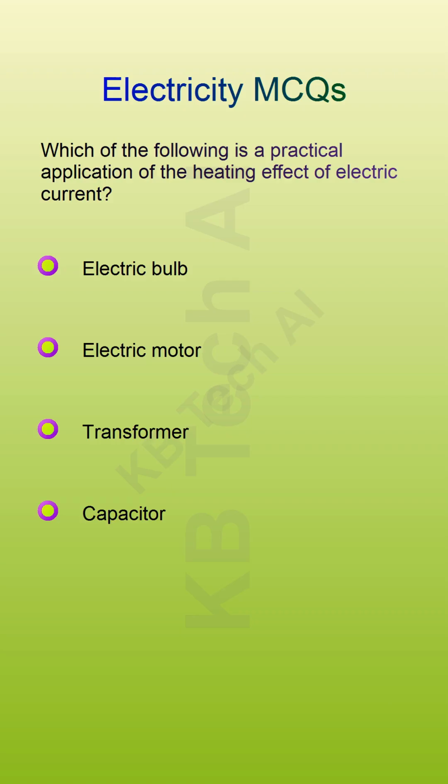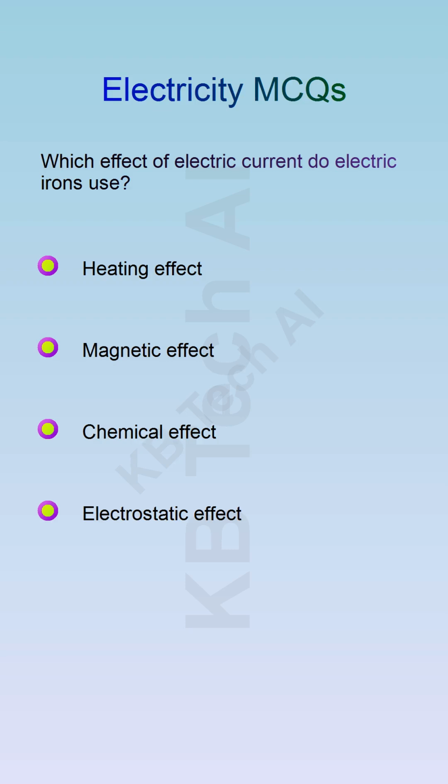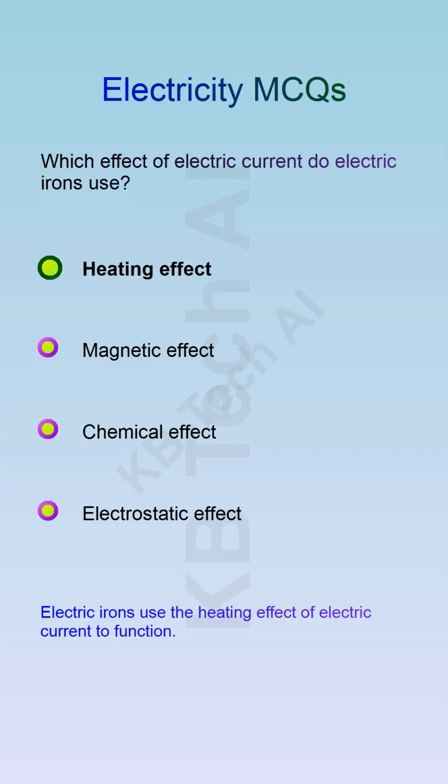Which of the following is a practical application of the heating effect of electric current? Option 1, electric bulb, Option 2, electric motor, Option 3, transformer, Option 4, capacitor. The answer is Option 1, electric bulb. Which effect of electric current do electric irons use? Option 1, heating effect, Option 2, magnetic effect, Option 3, chemical effect, Option 4, electrostatic effect. The answer is Option 1, heating effect.